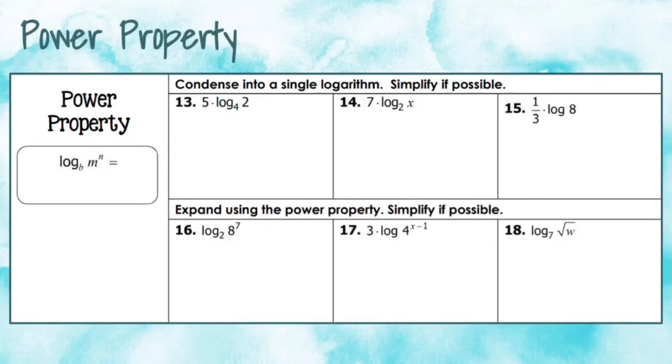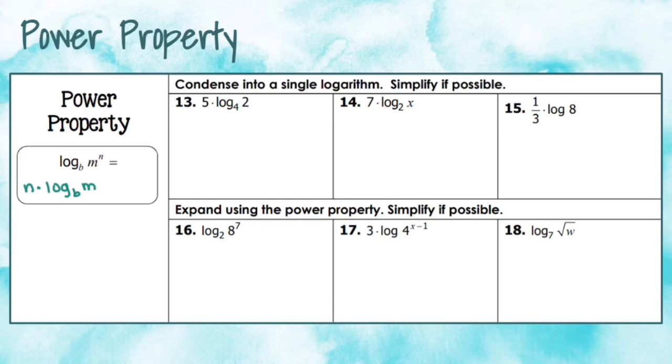The next thing we want to talk about is called the power property. And the power property is when we have a logarithm and then an exponent. And this is going to equal the exponent, so n times log base b of m. So the exponent comes down and becomes a coefficient. So let's see what that looks like.